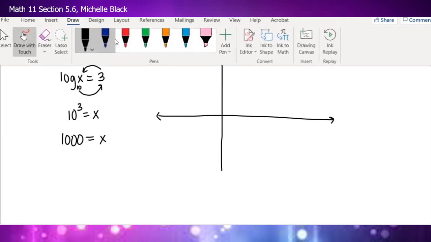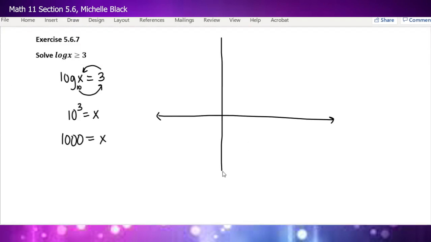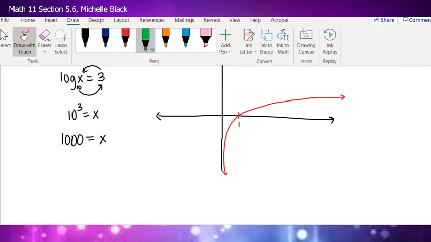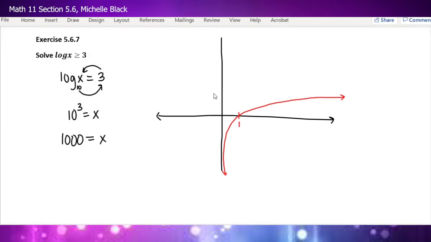Now I'm not going to graph this super accurately, but we know the basic shape of our log, right? It has this vertical asymptote at the y-axis. It's going to cross through the point 1, 0, and it goes off in this direction. Now this is not going to be to scale at all, but let's draw the line y equals 3. Let's say it's here. Okay, so at some point, we'll say right here, our red graph does go above the green graph. So this is y equals 3.